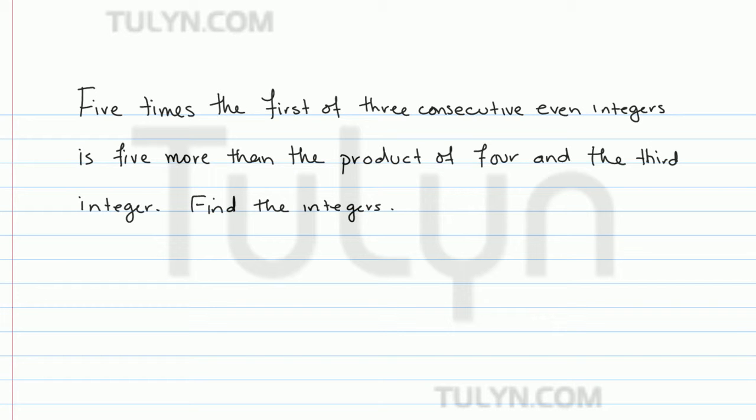5 times the first of 3 consecutive even integers is 5 more than the product of 4 and the third integer. Find the integers. So for this integer problem, the first thing we need to do is label our variables. So note we have 3 consecutive even integers. For example, an example of 3 consecutive even integers are 2, 4, and 6, or 10, 12, and 14, even integers that follow each other, right?